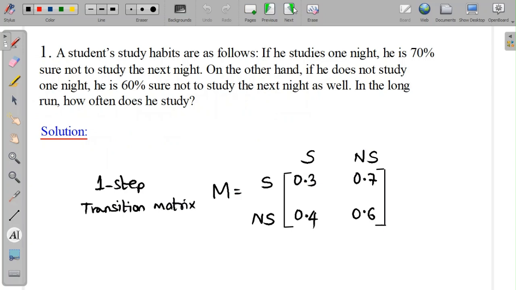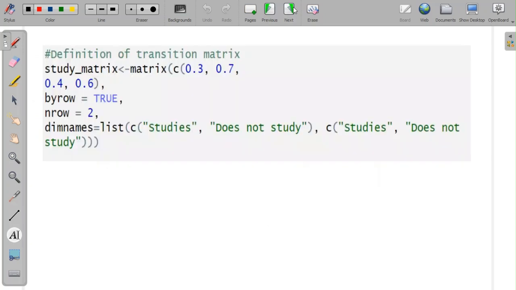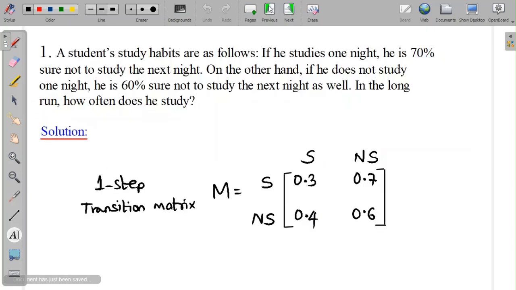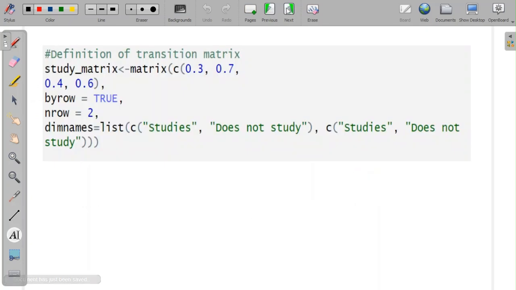So once the TPM is ready, we can write down the code for the TPM. So our TPM will be a 2 by 2 matrix. The entries of the TPM are listed: 0.3, 0.7, 0.4, and 0.6. And we specify that the matrix is to be read row wise. And we also list the number of rows in the TPM.